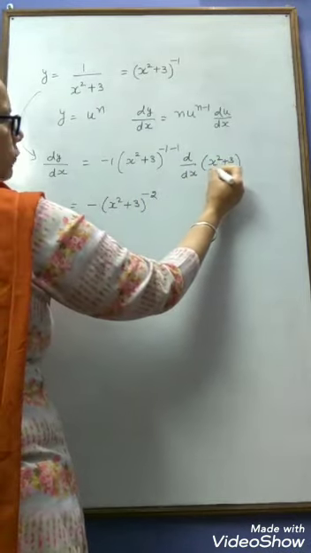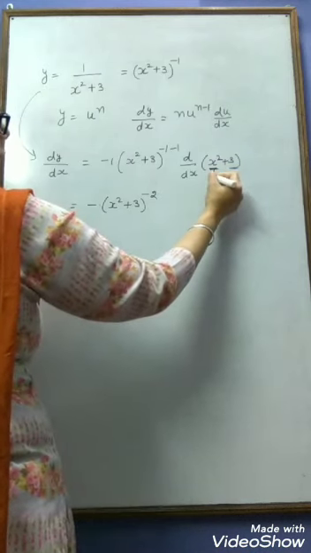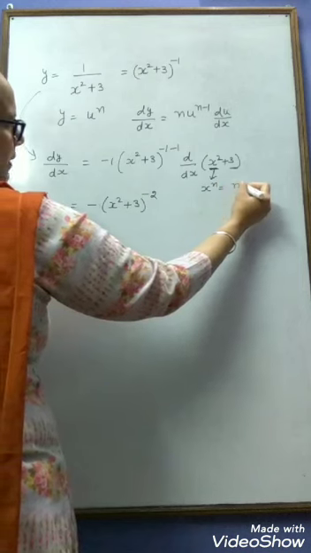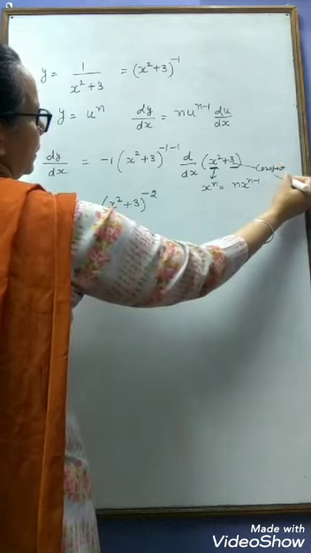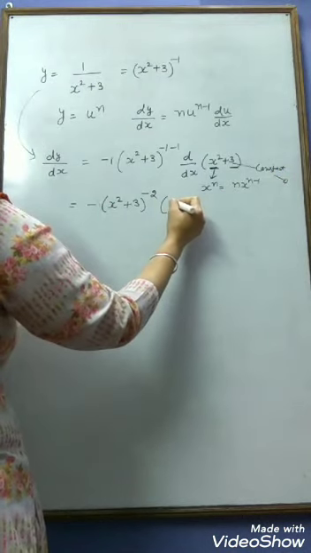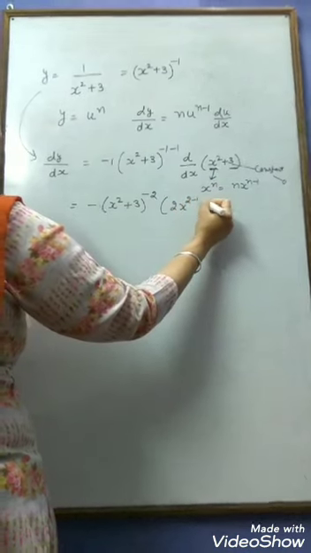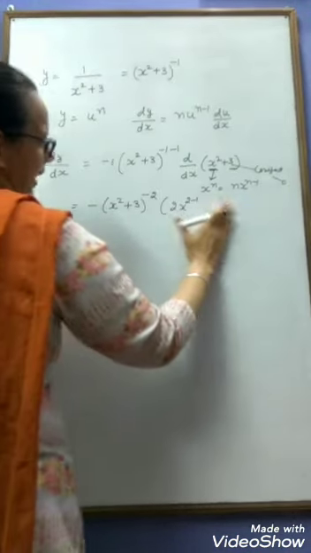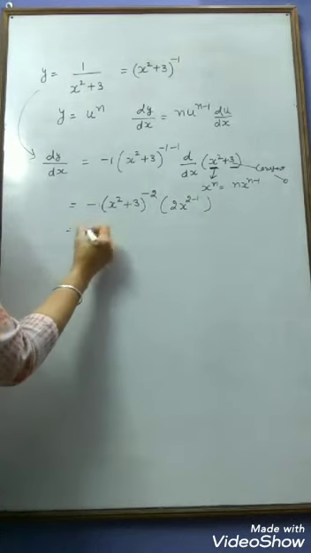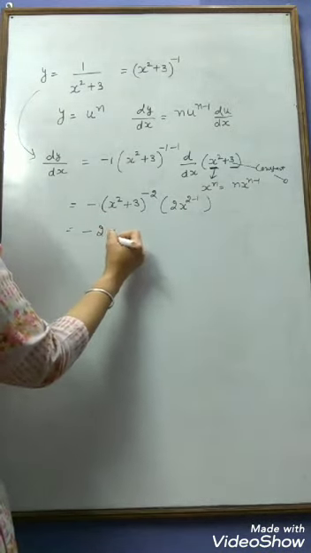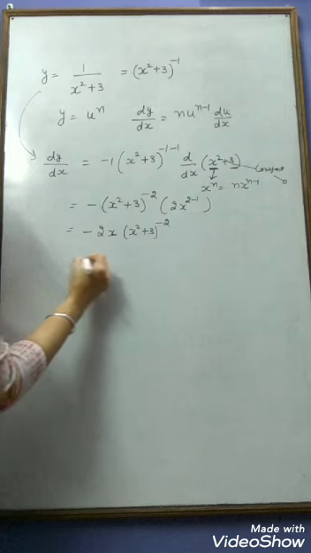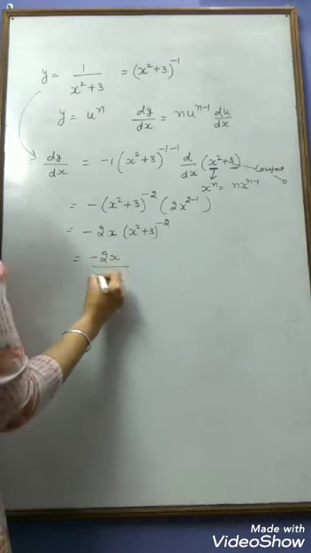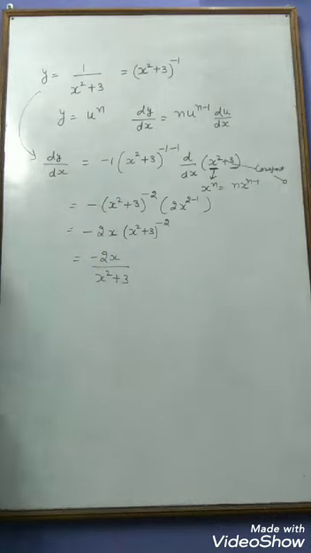Now the derivative of x² and 3. For x², xⁿ gives n x^(n-1), and 3 is a constant, and for a constant the derivative is 0. So how do we write here? 2x^(2-1) plus 0, and if we don't want to write the 0, we can leave it here. So -2x (x²+3)^(-2), or -2x upon (x²+3)² is the answer of this question.